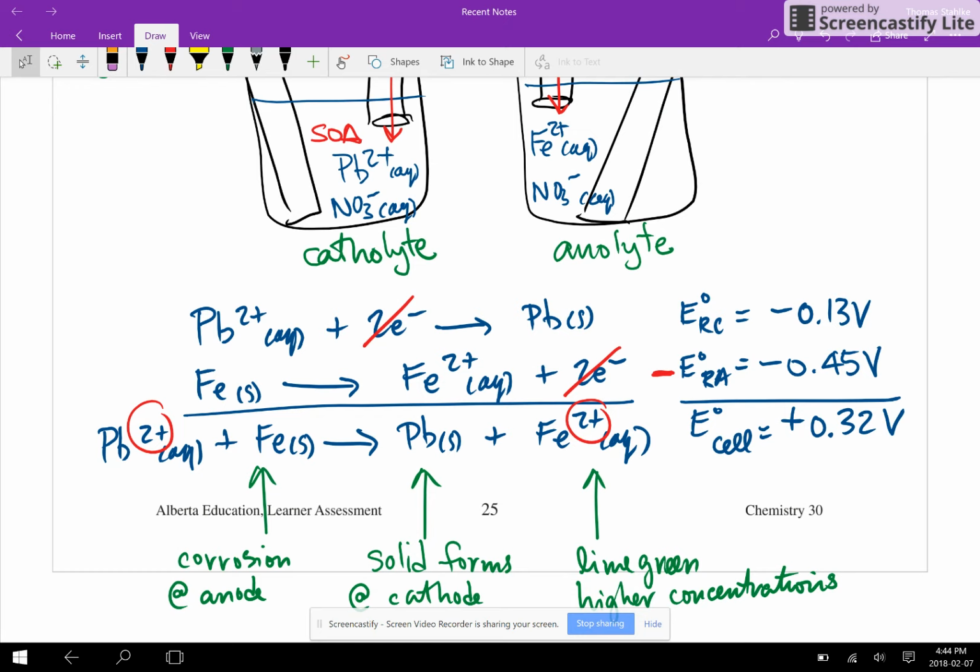So the lead is gaining electrons, which reflects the gain of electrons at the cathode, and the iron is losing electrons, which is the loss of electrons, oxidation at the anode. And then we calculate our cell potential. So there we have a general voltaic cell.